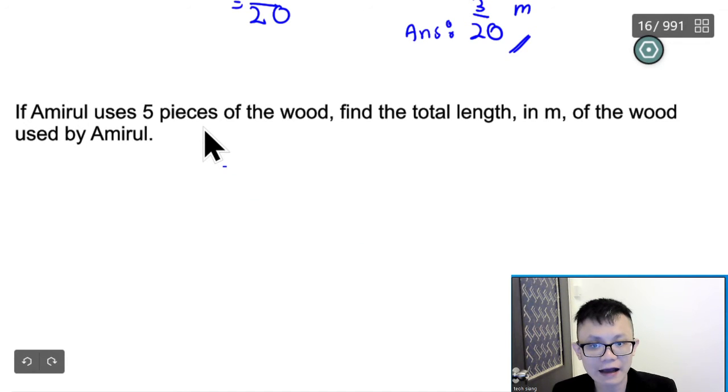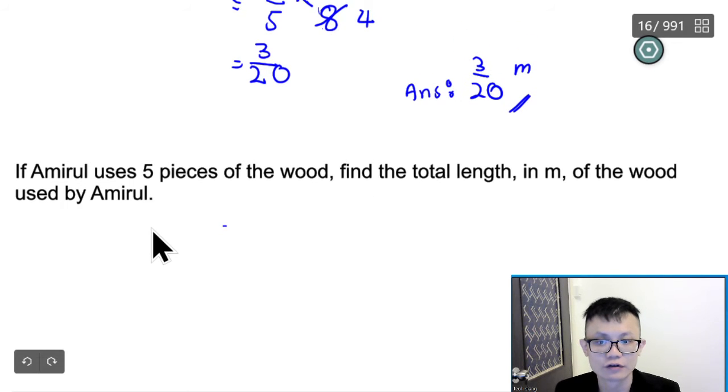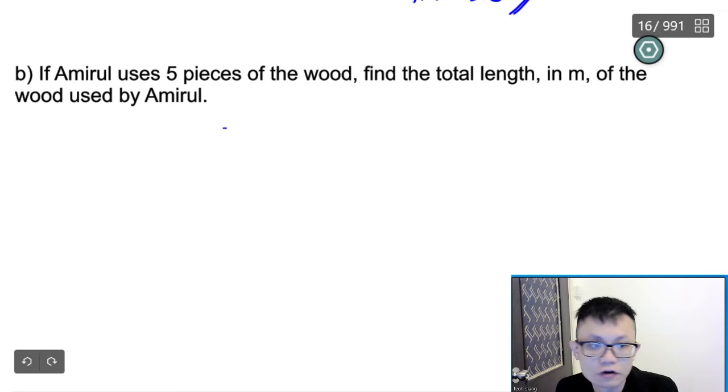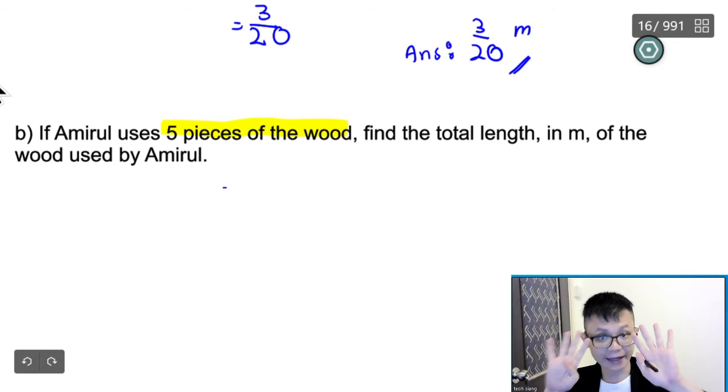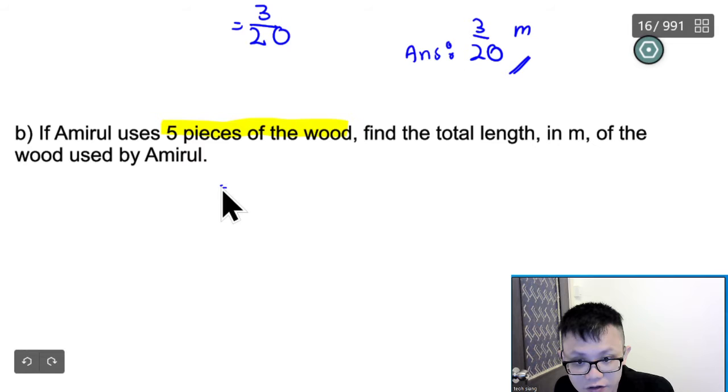If a mirror uses 5 pieces of the wood, find the total length in meter of the wood used by a mirror. Means a mirror needs to use 5 pieces. So, what is the length that is needed by a mirror? From this question, we know that a mirror uses 5 pieces of wood. Previously, we already found 3 over 20, correct or not? So, what I need to do is 3 over 20 times 8, correct or not?